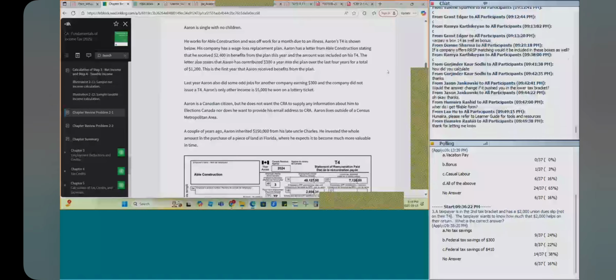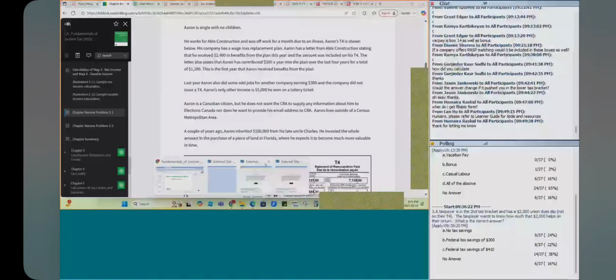He also did some odd jobs for another company for $300. The company didn't issue a T4. His only other income is $5,000 from a lottery ticket. Aaron is a Canadian citizen, but he doesn't want to supply information to Elections Canada. He doesn't want to provide his email address to the CRA. He lives outside of a census metropolitan area. That is for considerations of the carbon tax rebate, which doesn't apply in British Columbia, but that's what that's referring to. And a couple of years ago, he inherited $150,000 from his Uncle Charles. He invested the whole amount in the purchase of a piece of land in Florida, where he expects it to increase in value and become more valuable in time. Okay.